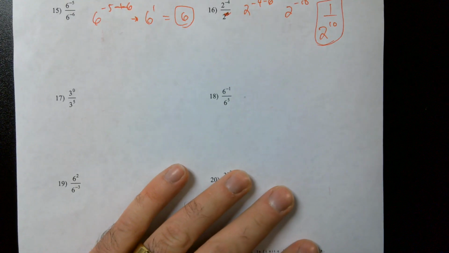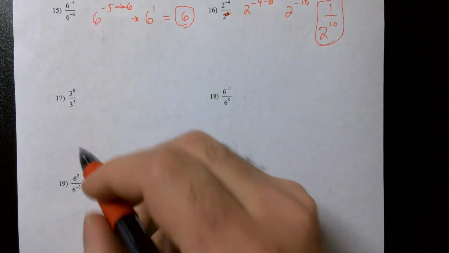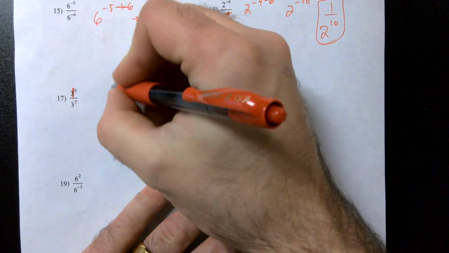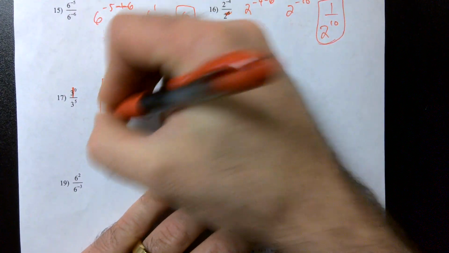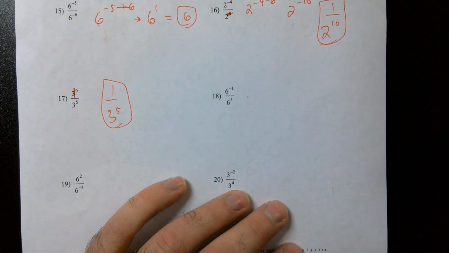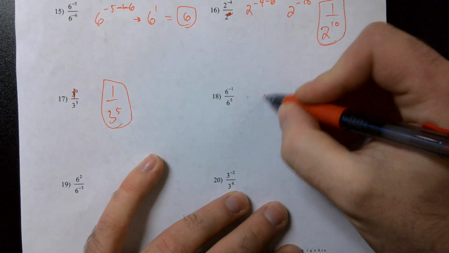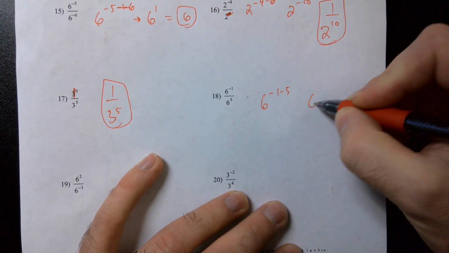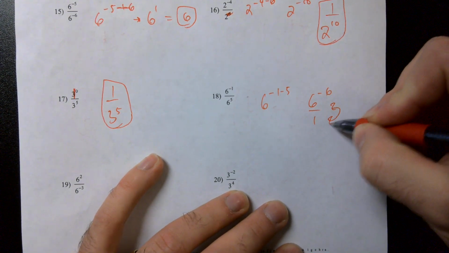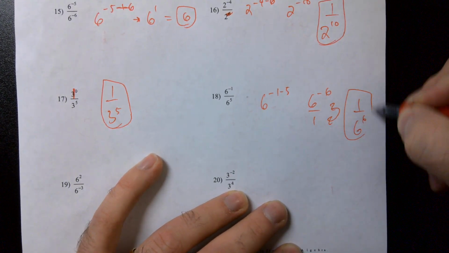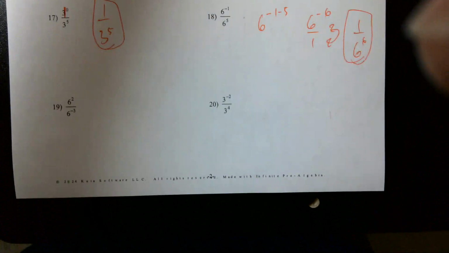Number 17, 3 to the 0. That's just 1. So I get 1 over 3 to the 5th. Makes my life easier when I know that. Negative 1 minus 5 gives me negative 6. Put it over 1, flip it around. You guys know the drill. 1 over 6 to the 6th.